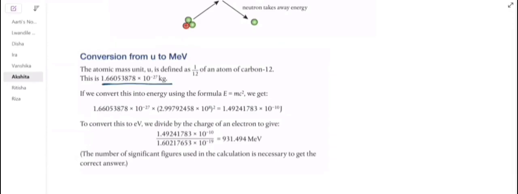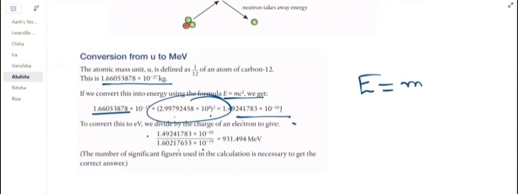The formula is E equals mc square. Sorry, this is the mass. My bad. This is the mass, this is c square, 3 into 10 to the power of 8, and this is the energy in joules we got. Now, with this, we will divide by 1.6 into 10 raised to minus 19. Why? Because E equals mc square, and we are aware that we had calculated E.